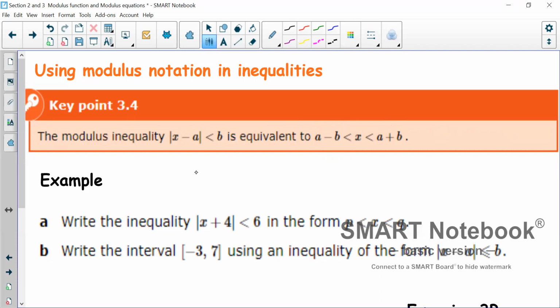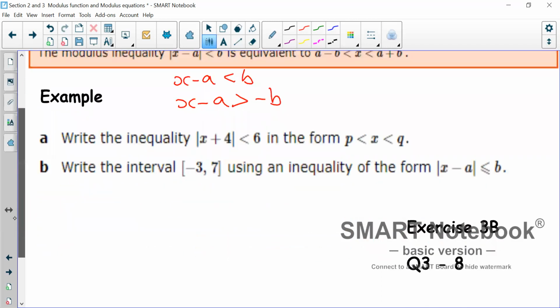If you do want to split it, you will then end up with x minus a is less than b, and then on the other side we will have x minus a. We have to swap the sign, which has to be greater than, and then change the sign of b, so it has to be minus b. So you can split them, or you just do it this way. So let's have a look at an example.